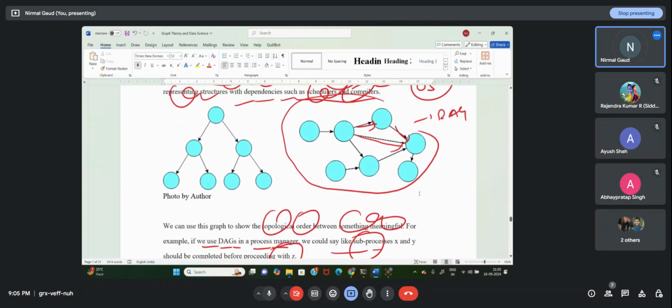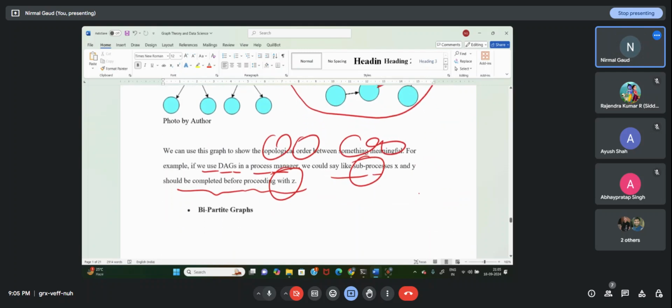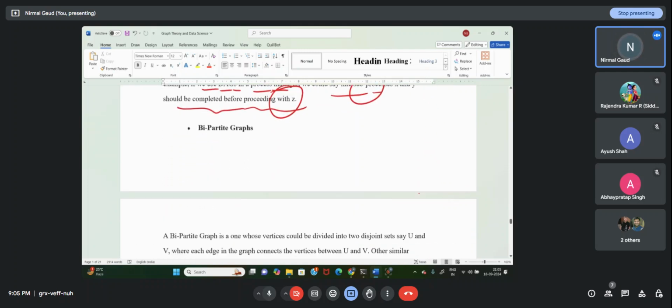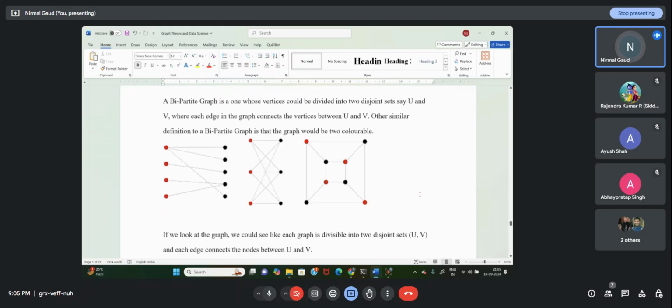Okay, so nowhere am I getting such a kind of graph. Here also, this, and this. Okay, fine. Bipartite graph I already explained. These are also bipartite graphs. That means you are dividing the entire graph into two parts. This is one set. This is another set.